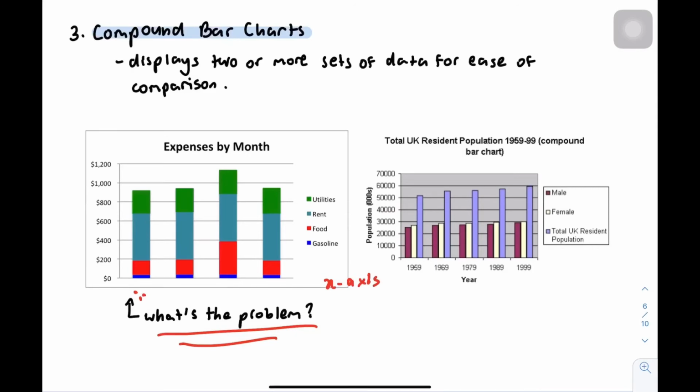And for this bar chart, it's also similar. I mean, this bar chart doesn't have any issue. This is a correct bar chart. It just shows the comparison figures between male, female, and total UK resident population. So for an example, in 1959, the male population was 25,000, and then we have to add on the zeros here, so it's 25 million.